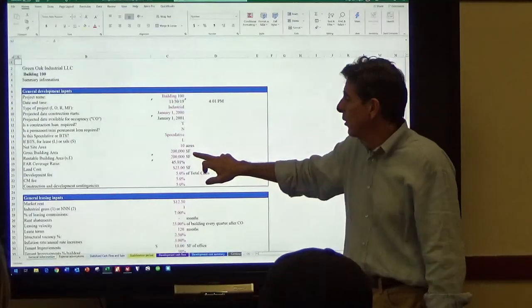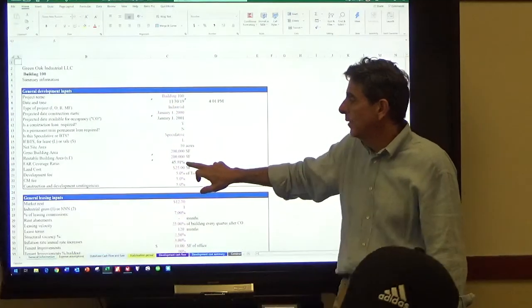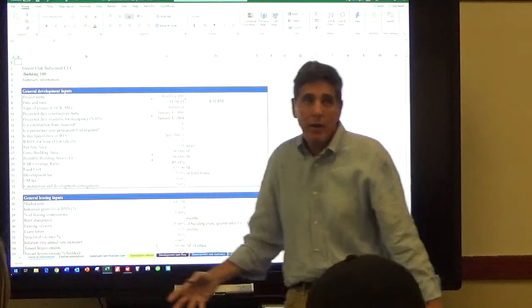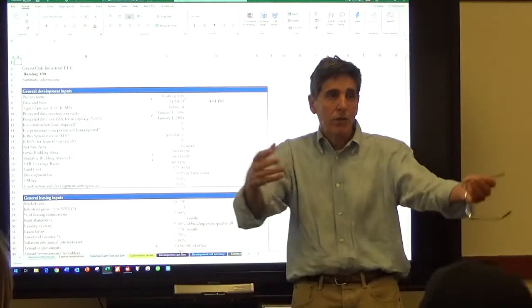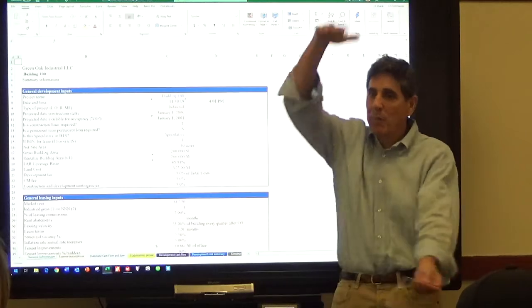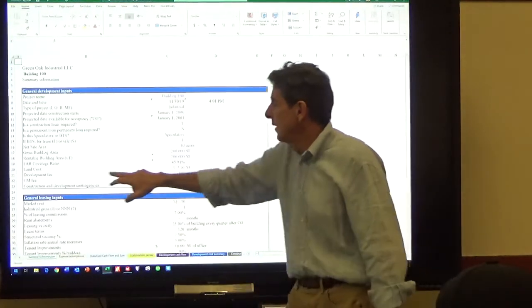What's the size of the building? How many usable rentable square feet do we have? What's the coverage? Now, it's FAR here because it's an industrial building and it's single story, so the FAR is going to be like the coverage. If we're multiple story, the FAR will be different than the coverage, okay?